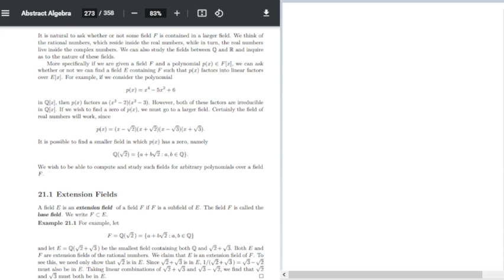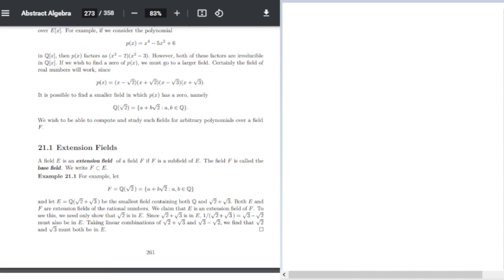And as such, the field of real numbers will work since we can split it into real components, because the square root of 2 and the square root of 3 are not in our field naturally, in the rationals. It is possible to find a smaller field in which p(x) has a zero, namely Q adjoin √2, which is equal to {a + b√2 with a and b in the rational numbers}. We wish to be able to compute and study such fields for arbitrary polynomials over a field F.